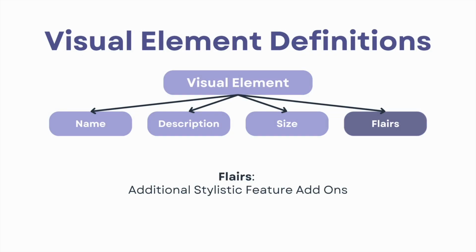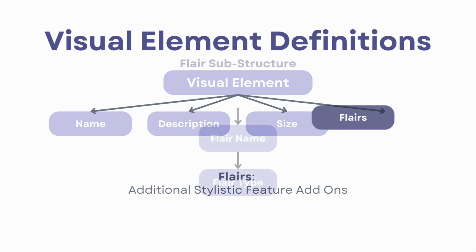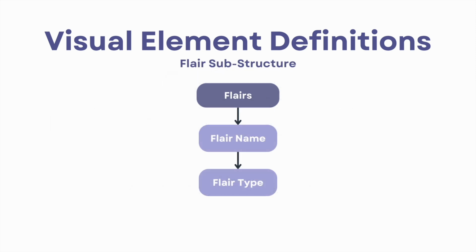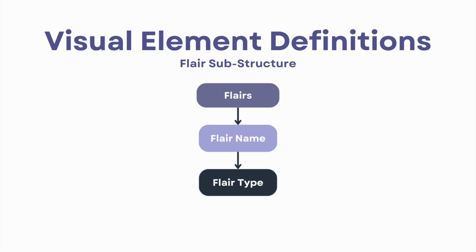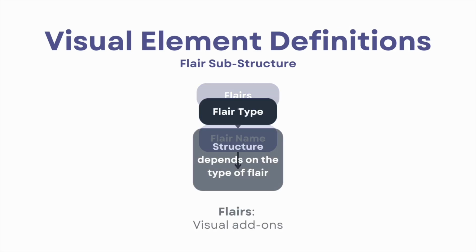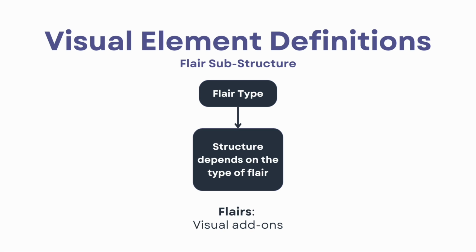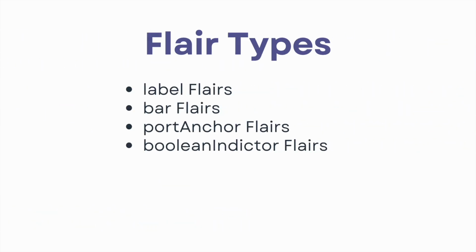And lastly, flares are additional stylistic features that you can add onto your visual element. Let's go more in depth about the flare attribute. Every flare will need its own name. Every flare has further attributes defined depending on what type of flare it is. There are 4 different flare types: label flares, bar flares, port anchor flares, and Boolean indicator flares.